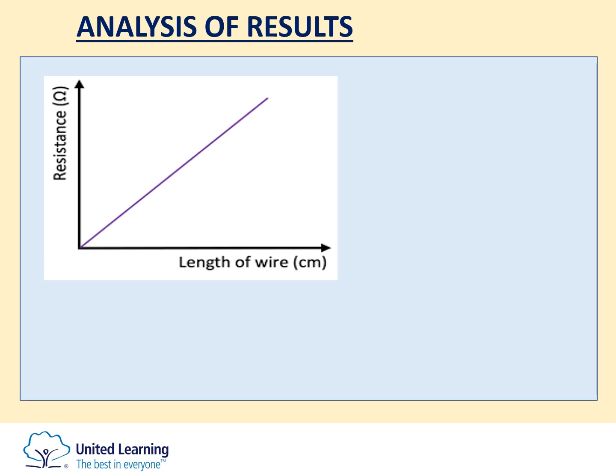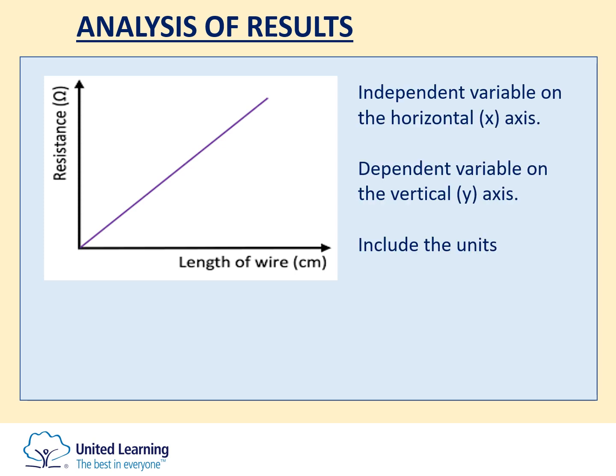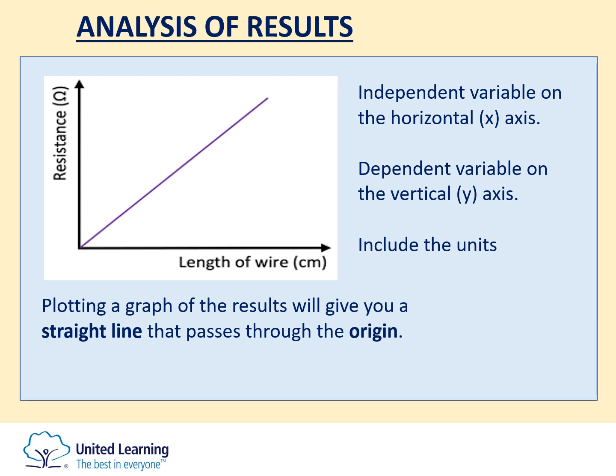Now, importantly, on this one, you must make sure that the independent variable is on the horizontal axis. In this case, it's length of wire with its units. The dependent variable goes on the vertical axis. That will be the resistance. And as you can see here, you'll get a straight line graph that goes through the origin.